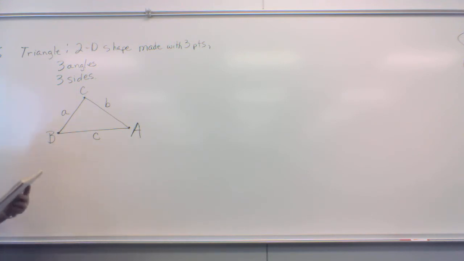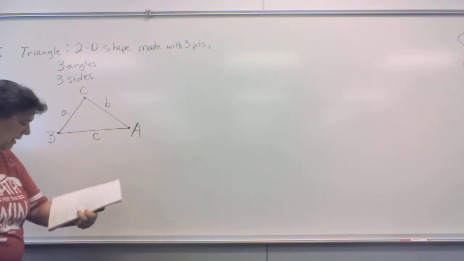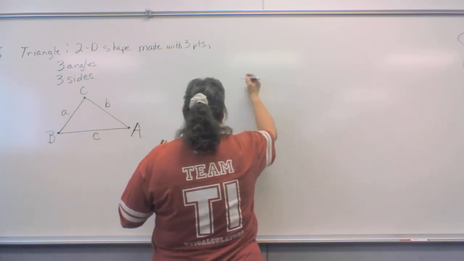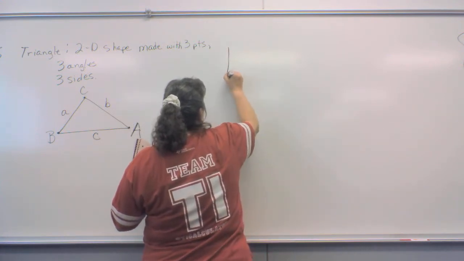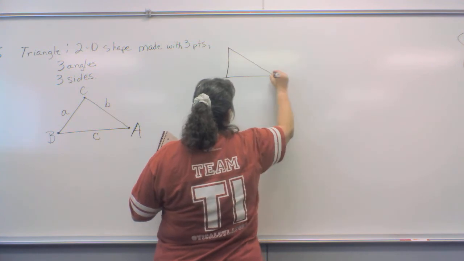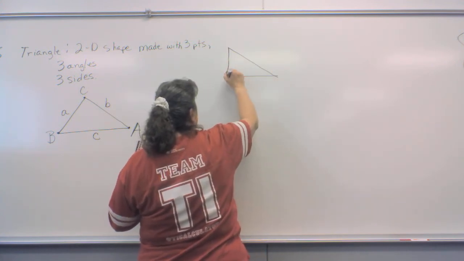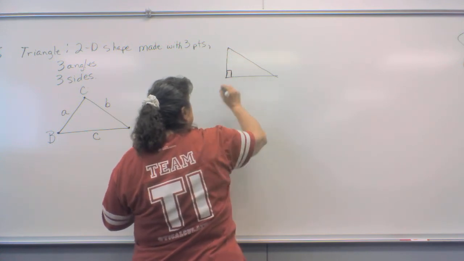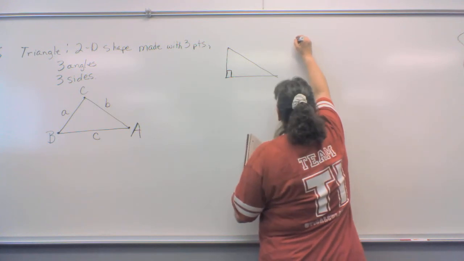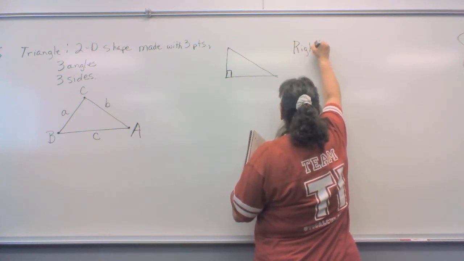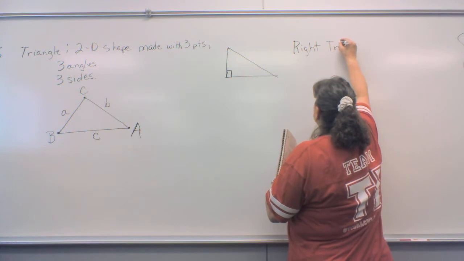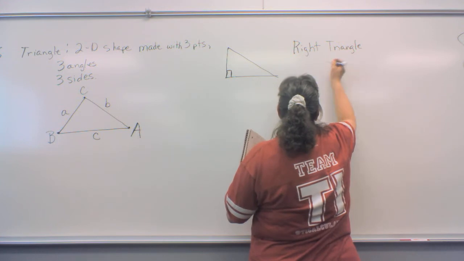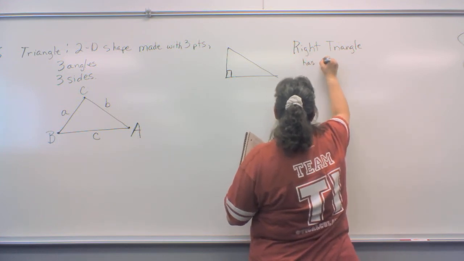So the first thing we're going to do is label triangles by a certain type. For example, you have a right triangle, and a right triangle has a 90-degree angle. When we want to designate a 90-degree angle, we draw a little box in the corner. So this one is named a right triangle. You see it is named for the one angle that has a designation. A right triangle has a 90-degree angle.